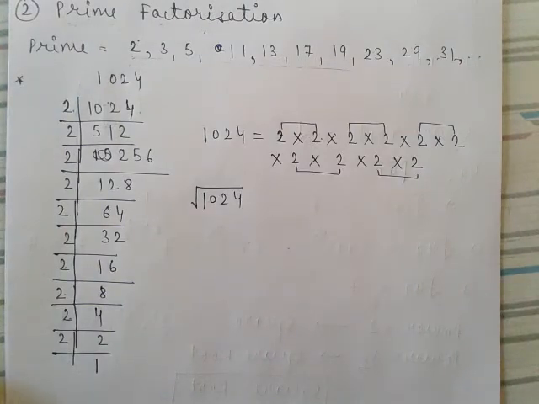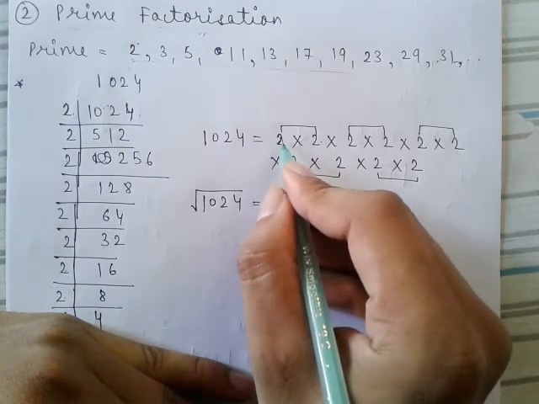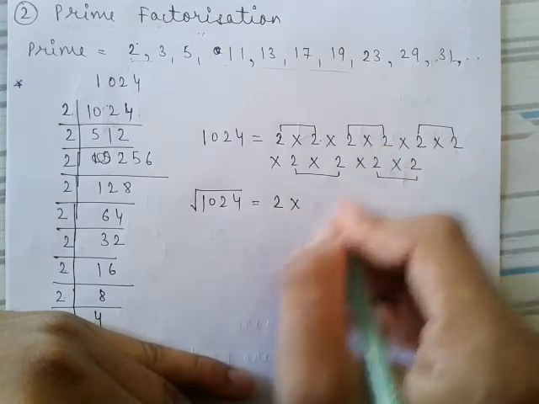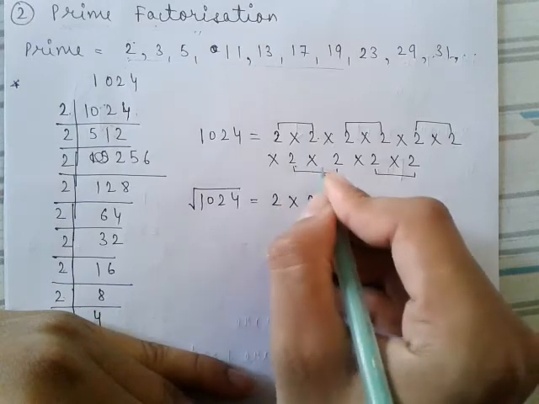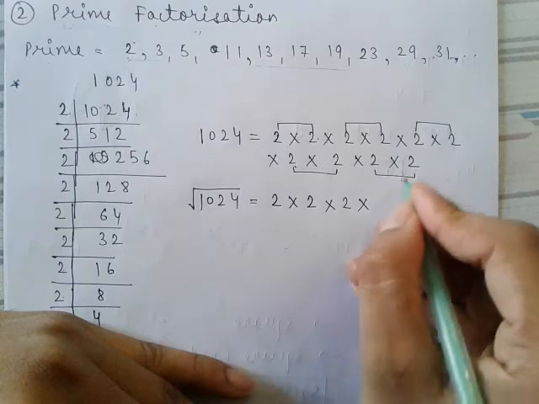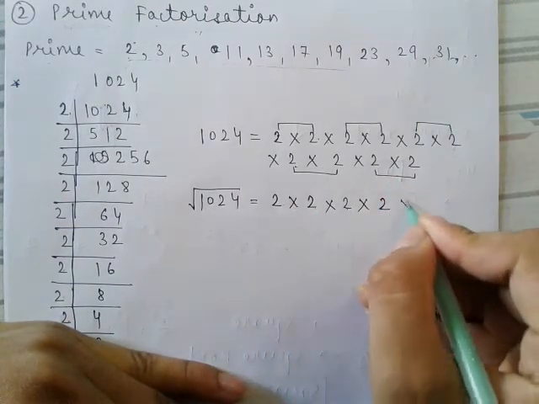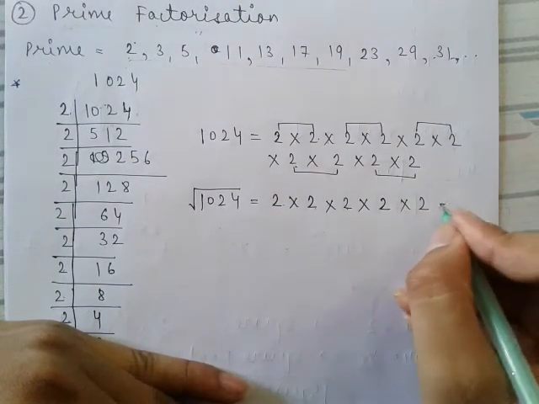Okay, now what you have to do is you will write only one number of each pair in the multiplication. So in this pair you will take only 2, then you have the multiplication sign, then this pair you will take as 2, then the multiplication sign, then this pair also you will take 2, then multiplication sign, and then again you will take 2 in this pair also. 1, 2, 3, 4, 5. Okay, now multiply this 2, 2, 2, 2, 2, so it will be 32.